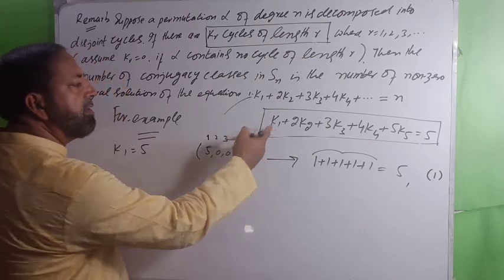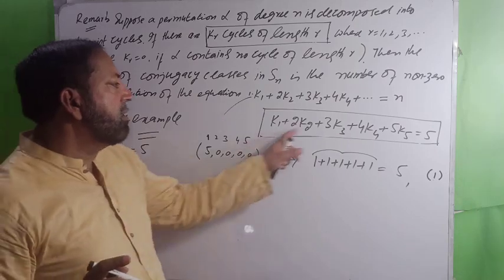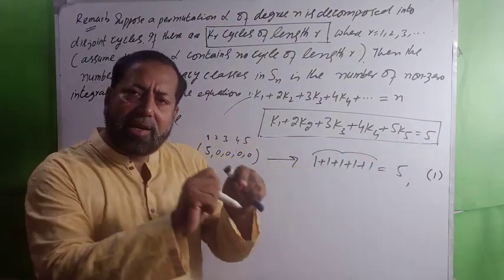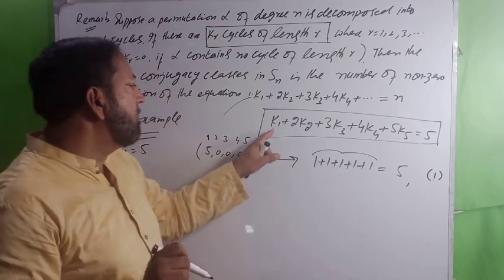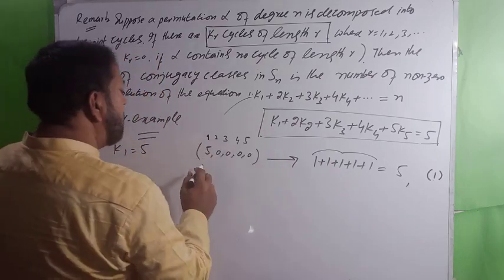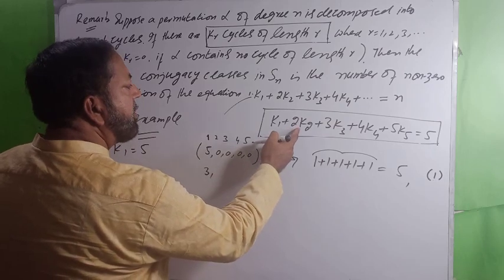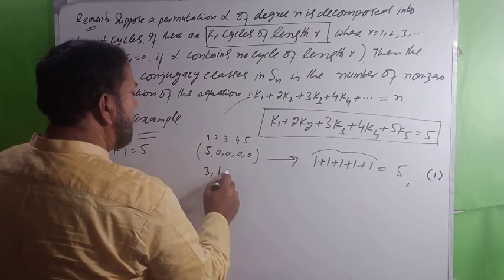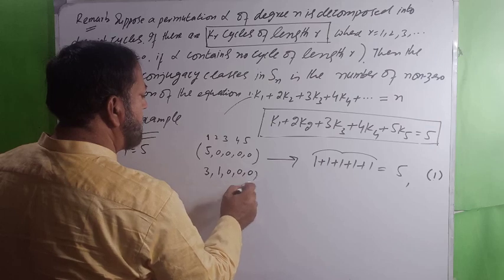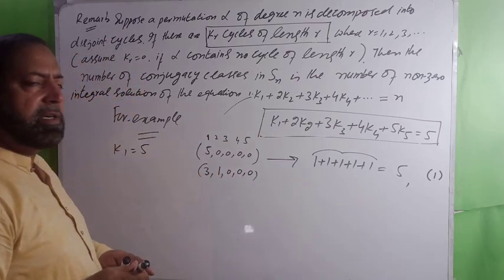So there is another solution. If you put k1 is equal to 4, we cannot write the sum as 5 in integral solutions. So that's why we will write k1 is equal to 3. So you can write k1 is equal to 3, then put k2 is equal to 1, then 0, 0, 0. This is another solution. What does it mean?